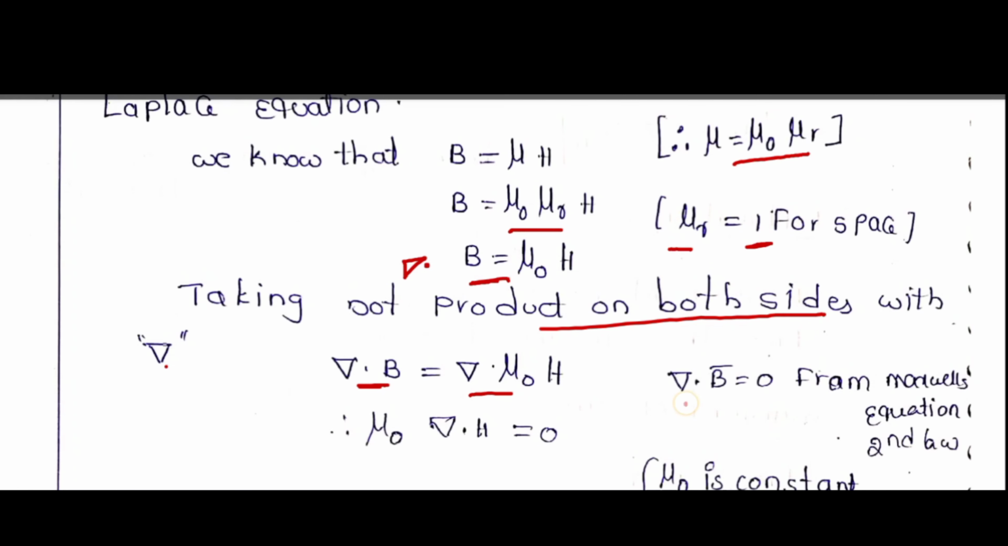Del dot B equal to 0 from Maxwell's second law. The Maxwell's second law says that del dot B equal to 0. Therefore we can write del dot B equal to 0. In place of this we can substitute 0. Therefore mu naught del dot H equal to 0.